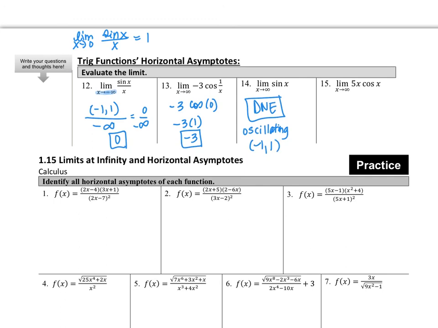So the next one, this would be 5x. Oh, you know what? It's going to be the same thing. This is going to be does not exist because of that part right there. It's doing the same thing. It's oscillating between -1 and 1.